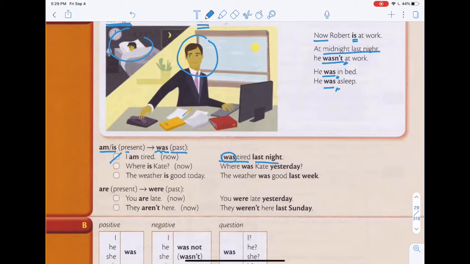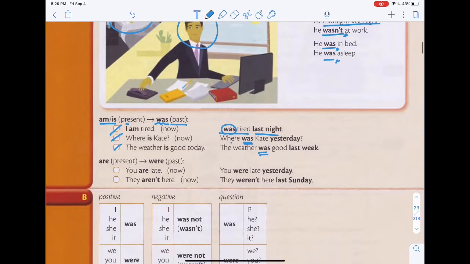All right. Where is Kate? That means you're asking where is she right now? Where is Kate? But if you want to ask where she was yesterday, you will say, where was Kate yesterday? All right, over here, the weather is good today. The weather was good last week. All right, every time you talk about the past, you will have to use past tense.